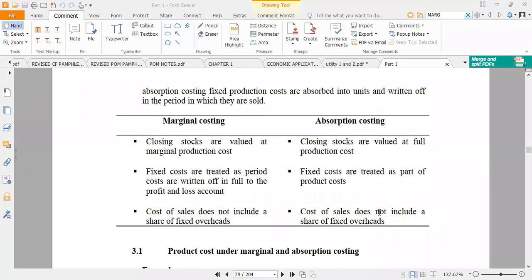So now we get down to the differences between marginal and absorption costing. In marginal costing, closing stocks are valued at marginal production cost. In absorption costing, closing stocks are valued at full production cost. That's the major difference, because absorption costing is the full product cost. Marginal closing stock is valued at variable costs, and fixed costs are treated as period costs, written off in full to the profit and loss account. In absorption costing, fixed costs are treated as part of product costs.